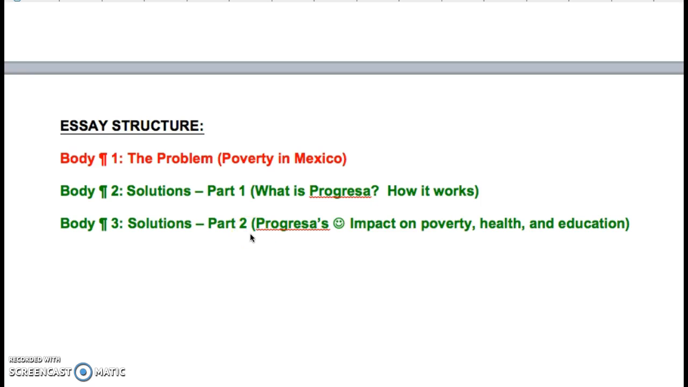So my example is about poverty in Mexico, and my first body paragraph about solutions will explain what Progressa actually is and how it works. Just general information explaining what the program is. However, the second body paragraph will discuss more specifically details about the impact Progressa has on poverty, health, and education. Okay, that's the general essay structure.